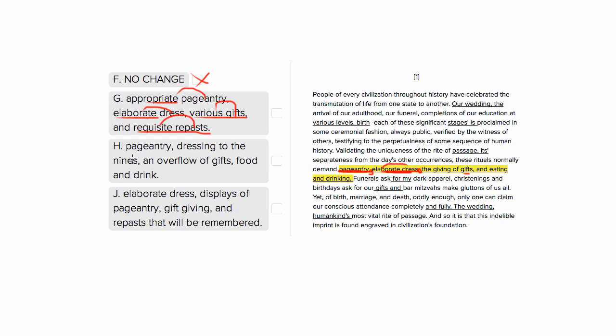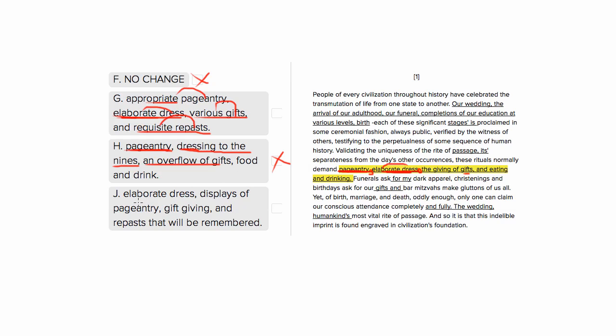With H we have pageantry, which is just a simple noun. And then we have these really weird ways of saying things like dressing to the nines, which just means dressing really fancy, the same thing as this elaborate dress. And overflow of gifts. So we see already that this is not parallel structure because we just have this one-word noun juxtaposed with this really long awkward phrase. So this is going to be no good.